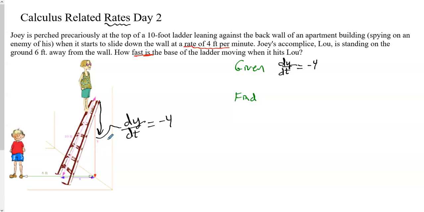The moral of the story is we want to put variables on things that are changing, and this picture shows that very nicely. The bottom of the ladder is moving out, and the author of the question already put an x on that distance. So this distance x is changing, which means it's an excellent one to apply a variable to. And that is actually the question: we're supposed to find dx/dt. I can expect it to be a positive value because x is going to be growing when this happens. Find dx/dt when it hits Lou. But Lou is 6 feet away, so that turns into when x equals 6.